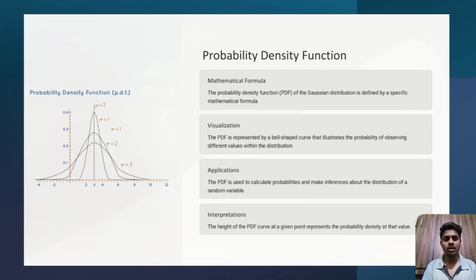Probability density function. Mathematical formula. The probability density function of the Gaussian distribution is defined by a specific mathematical formula. Visualization. It is represented by the bell curve, which illustrates the probability of observing different values within the distribution. Applications. The applications of the probability density function are calculating probabilities and making inferences about the distribution of the random variable. Interpretation. The height of the PDF curve at a given point represents the probability density at that value.